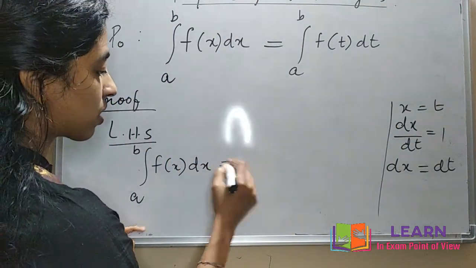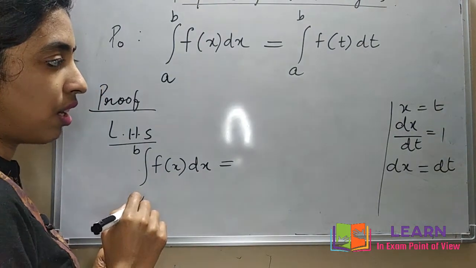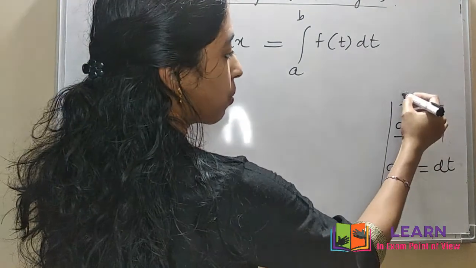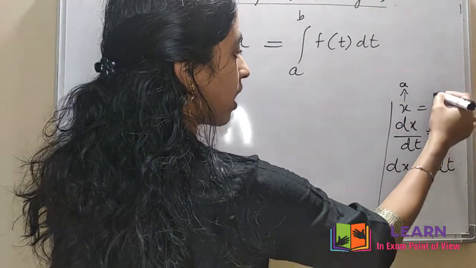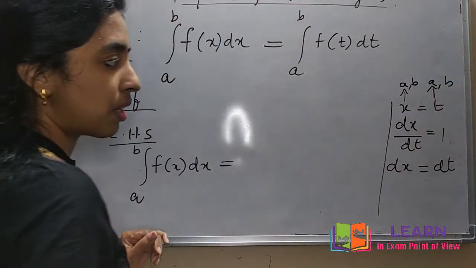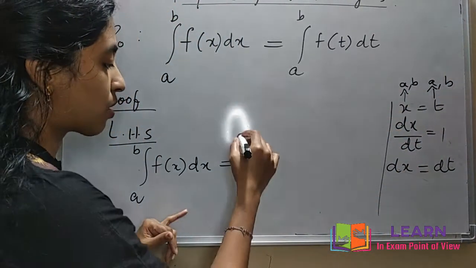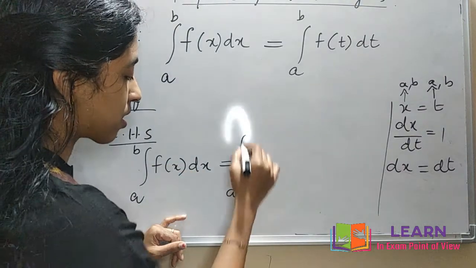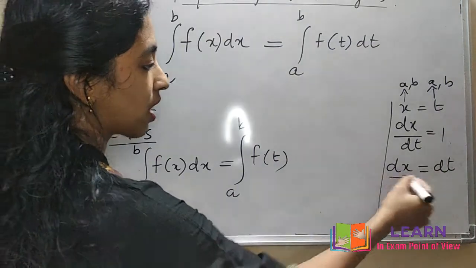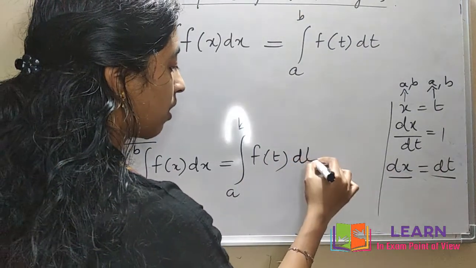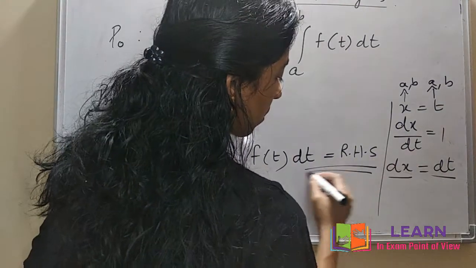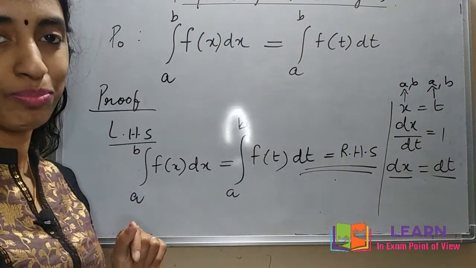So what all changes? And here the limits also we have to look at. When x equal to a, t is also equal to a. When x equal to b, t is also equal to b, right? Both are the same. So the limits have no change, that is a to b. f of x is f of t, dx is dt, which is equal to RHS. So the first property is simple to solve.